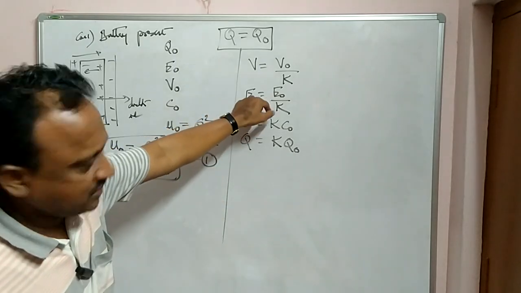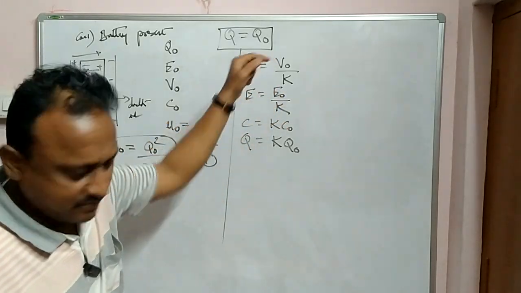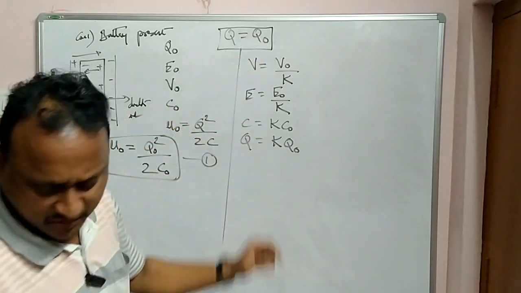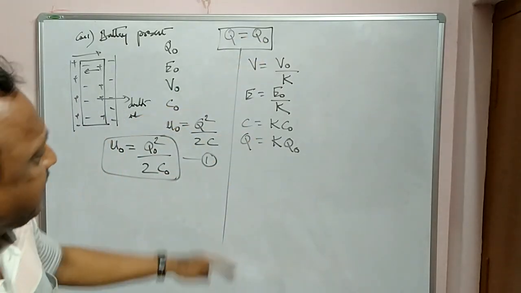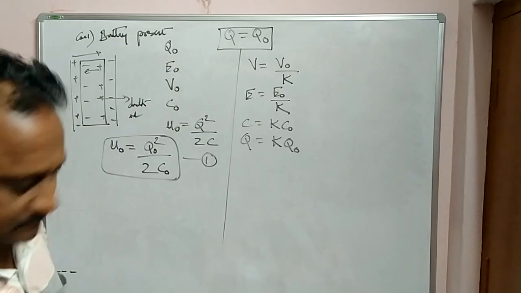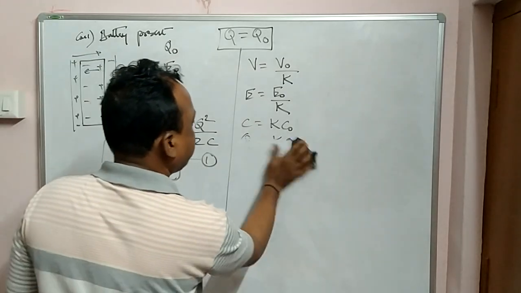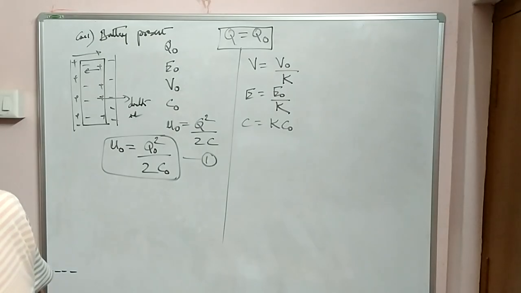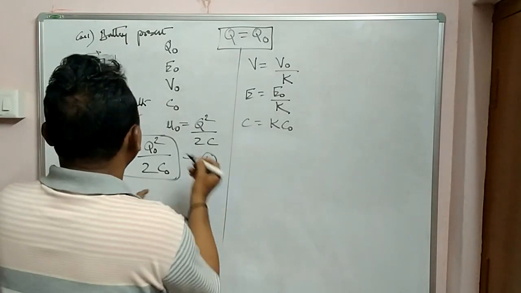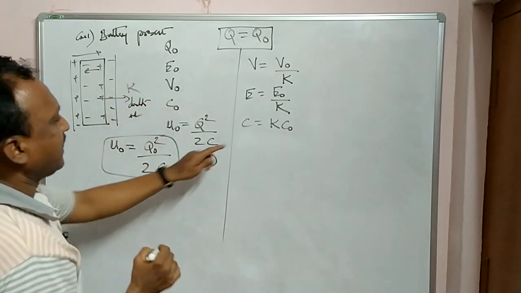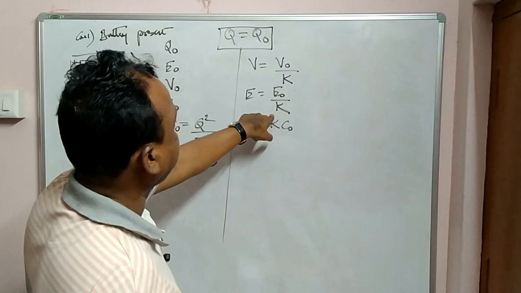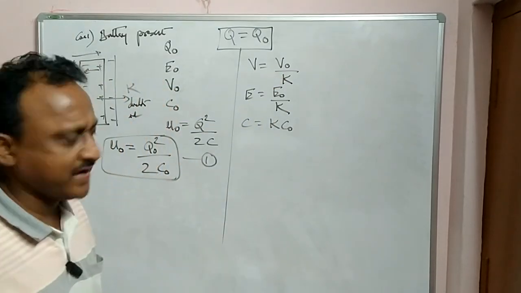So E becomes 1 by K times. V becomes 1 by K times V0. Okay, Q remains the same. Q is equal to Q0. Sorry, here I have written K times. Because the battery is removed and in the place of the battery you are introducing a dielectric material with constant K. So what happens? Capacitance becomes K times, the electric field decreases K times, and the potential also decreases by K times.